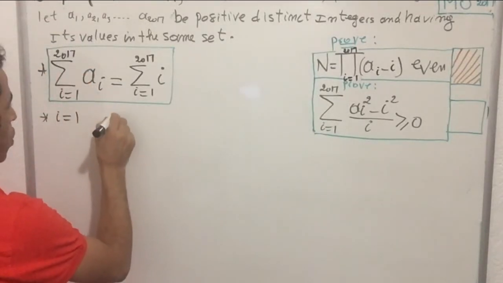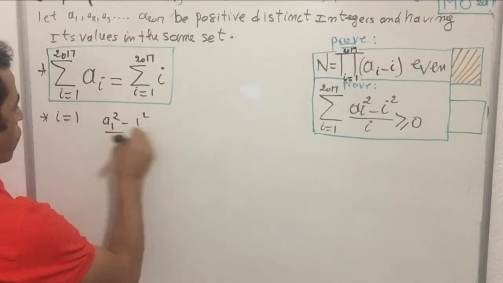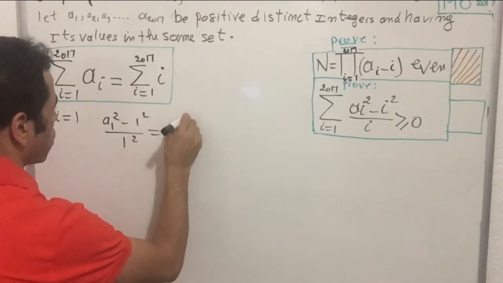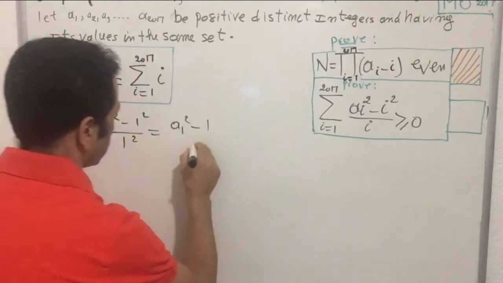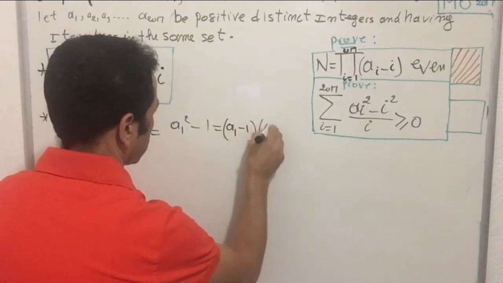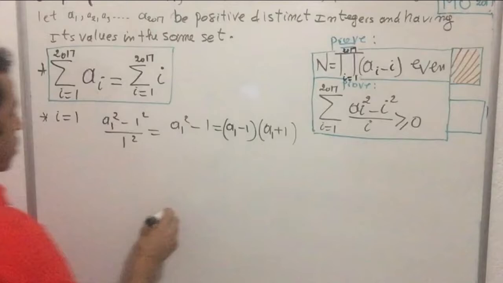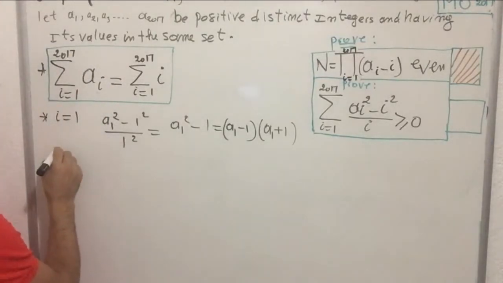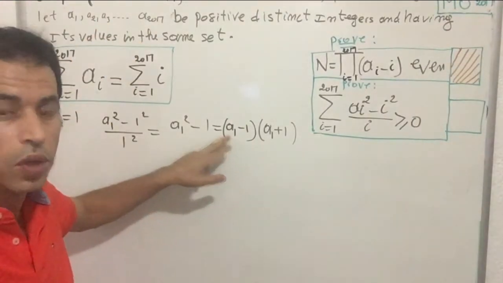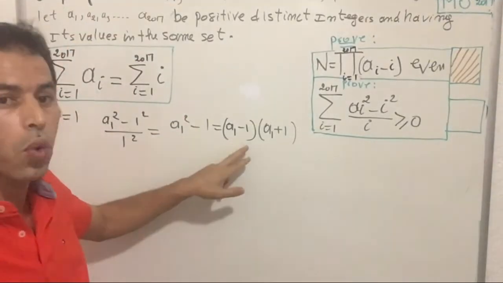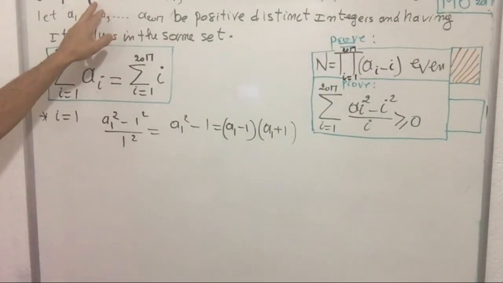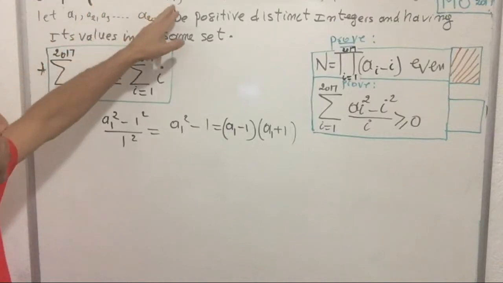We have a sub 1 square minus 1 square over 1 square, which is equal to a sub 1 square minus 1, equal to a sub 1 minus 1 factor a sub 1 plus 1. Since we know the minimum a sub 1 can take is number 1, a sub 1 is always superior or equal to 1, because the set is from 1 to 2017.